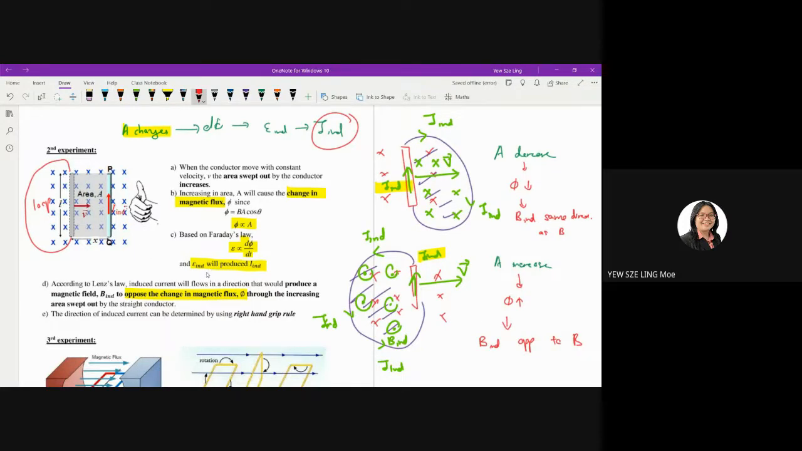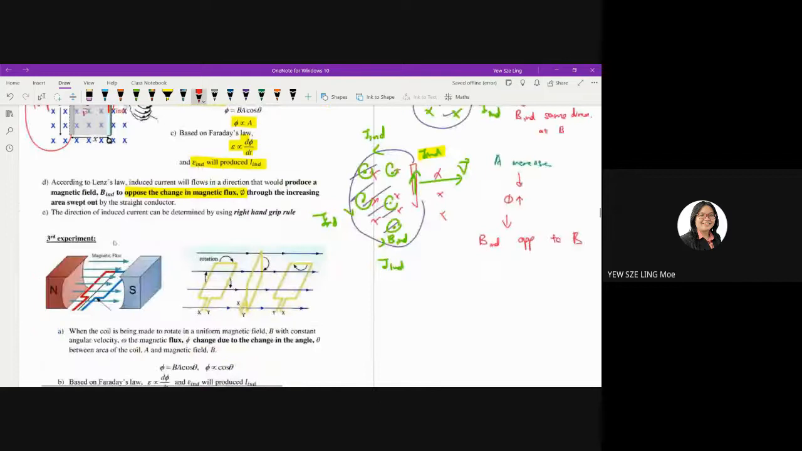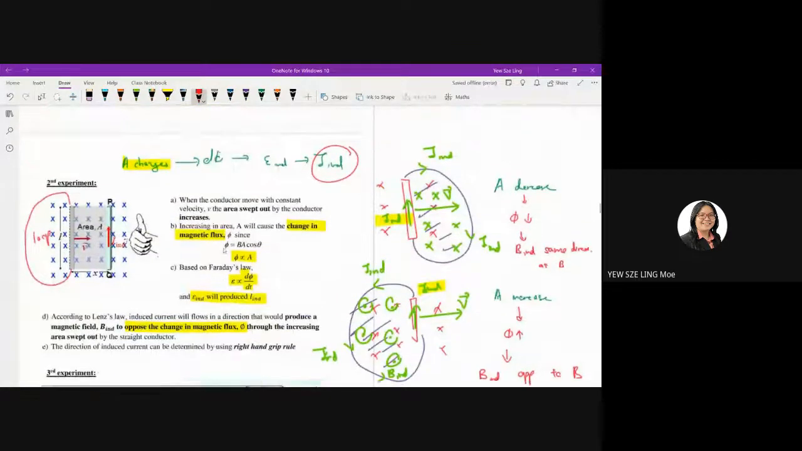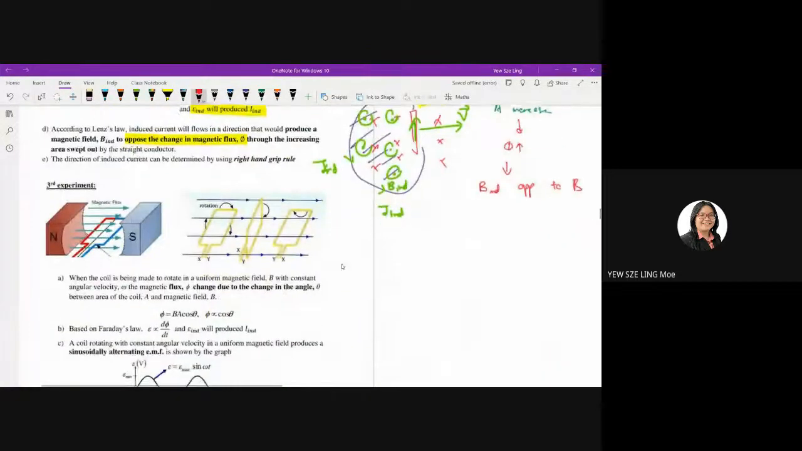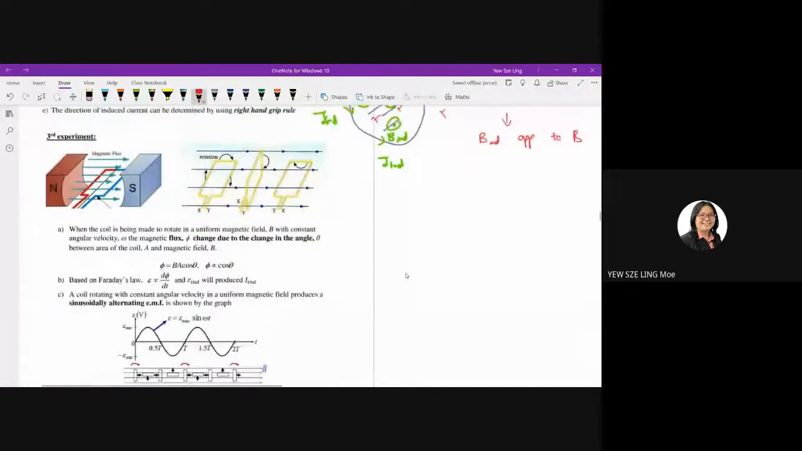Cuma itulah yang saya beritahu kamu tadi. Fleming left-hand rule can only be used in this example. Kalau kamu nak guna untuk solenoid ke, nak guna untuk case seterusnya, tak boleh. Fleming's right-hand rule can only be used for the second experiment. All right, so now experiment number 3, when the coil is being made to rotate, now you have a rotating coil. So experiment 1, we have a solenoid. Experiment 2, we have a straight conductor.